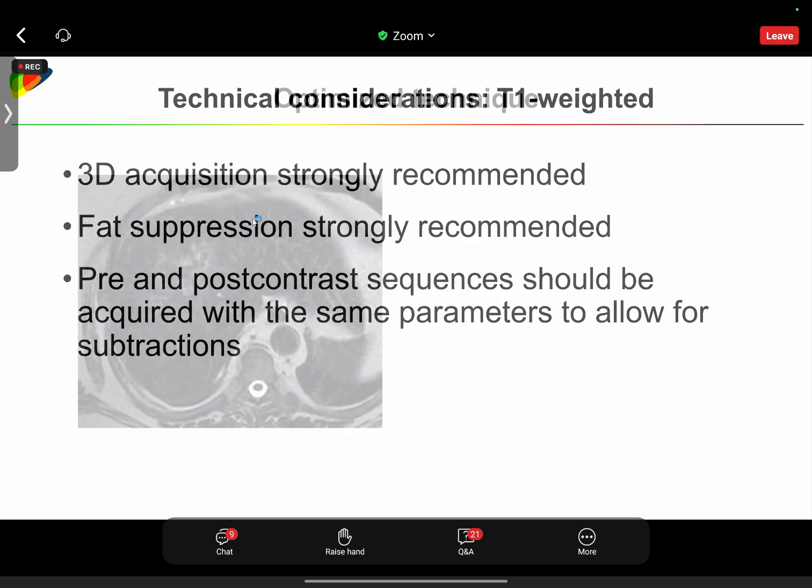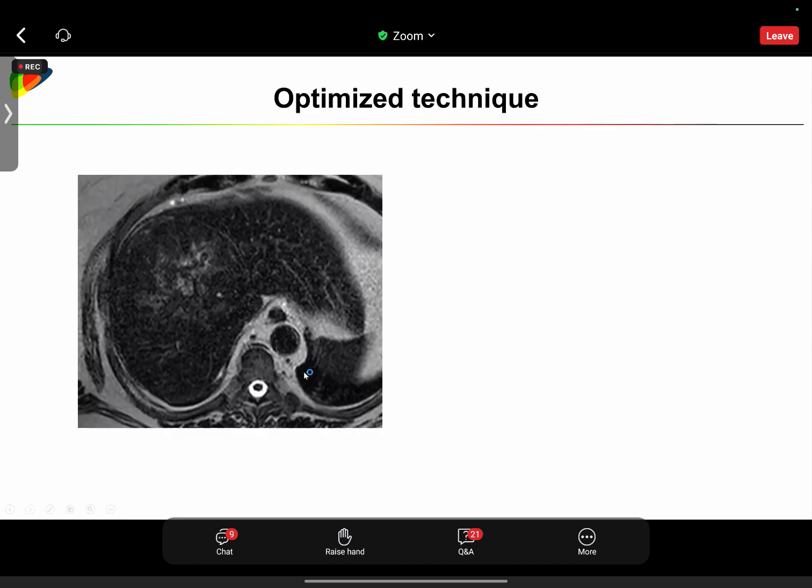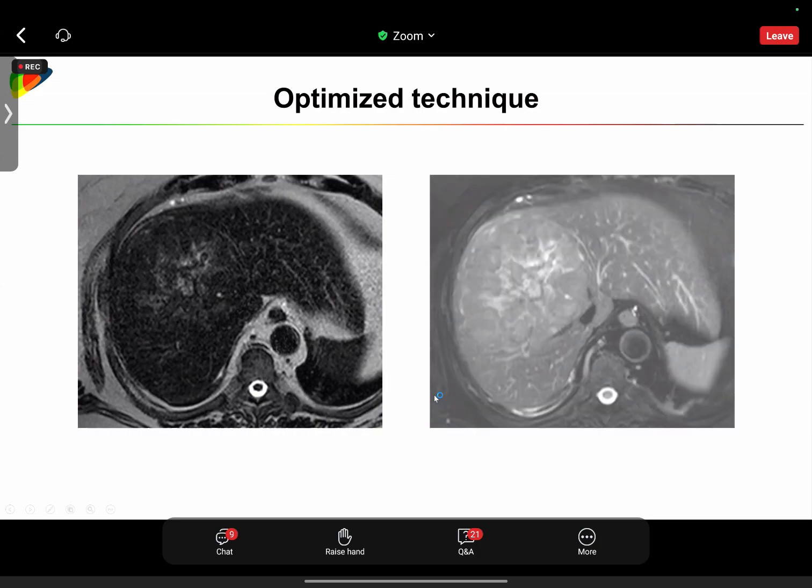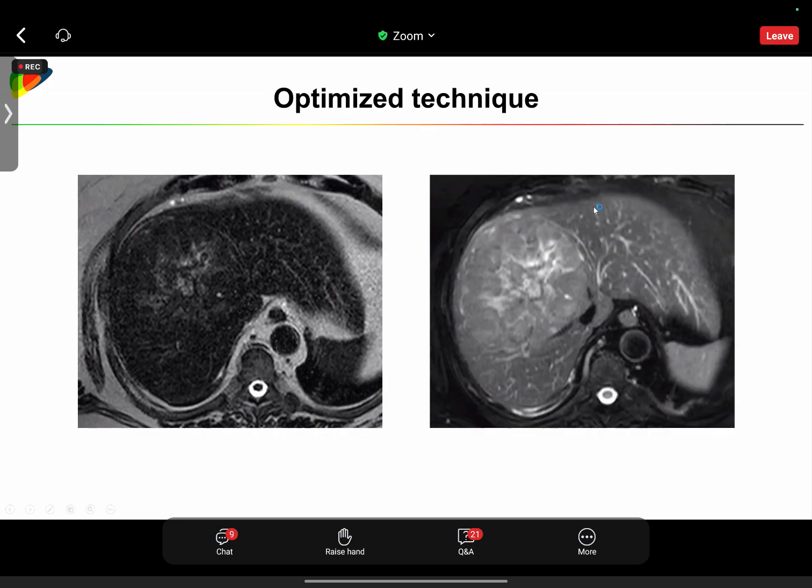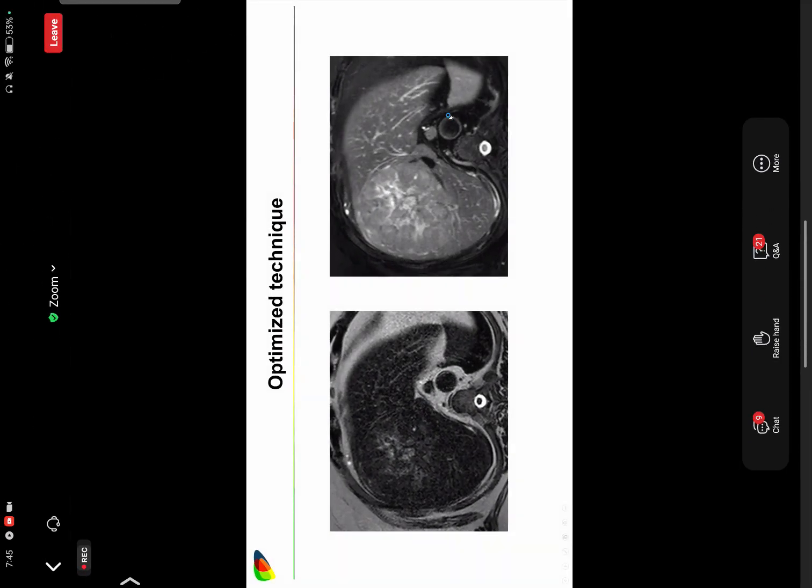So here's an example. Patient with cirrhosis, kind of heterogeneous appearance on T2. But you really can't pinpoint something. And then the same exact exam, but with much better technique, better signal to noise ratio. Now you can see a large tumor occupying most of the liver, and you can see this was just a scar in the liver. But you can see how much easier it is to see it when the technique is optimized.